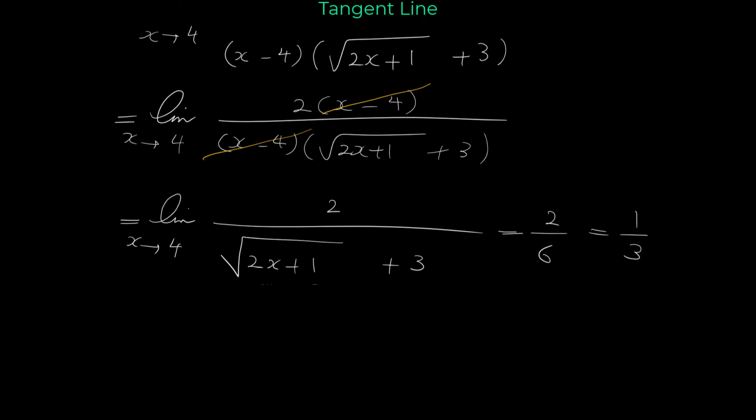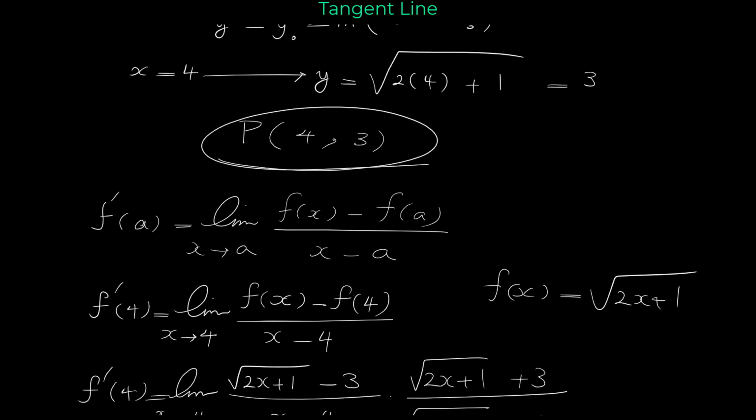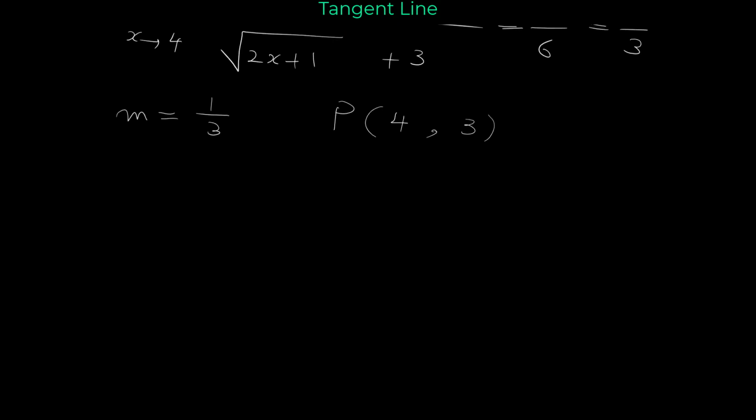Now that we have the slope of the tangent line, which is 1/3, and the point of tangency, if you remember, was (4, 3), simply we can write the equation of the tangent line. The equation of the tangent line would be y minus 3 equals 1/3 times x minus 4.